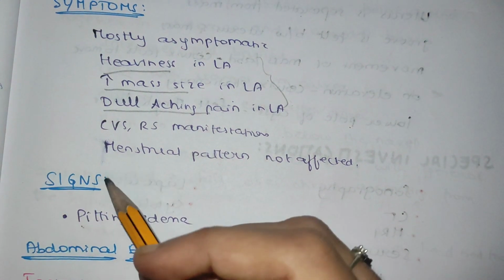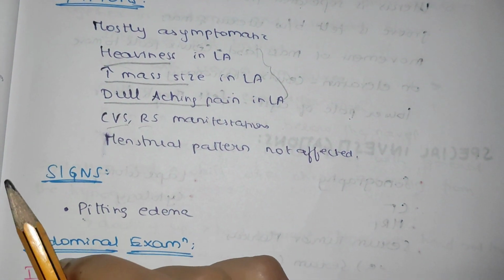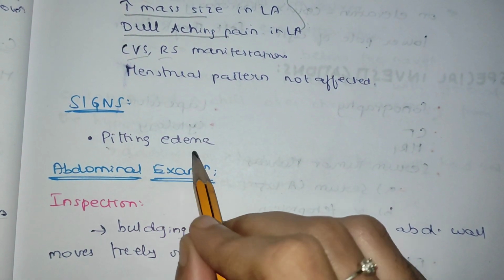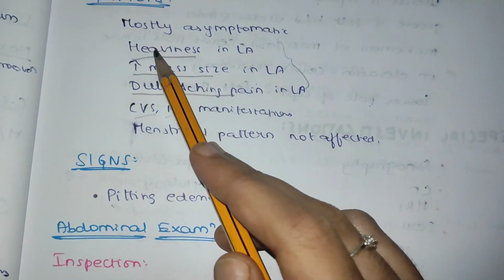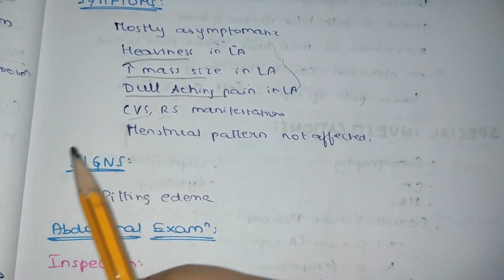Due to this mass or tumor, there may be manifestations in the cardiovascular system and respiratory system. Next, the sign: pitting edema is seen. So these are the symptoms, and this is the sign. Pitting edema is the sign. The symptoms include heaviness, increased mass size, and dull aching pain in the lower abdomen.